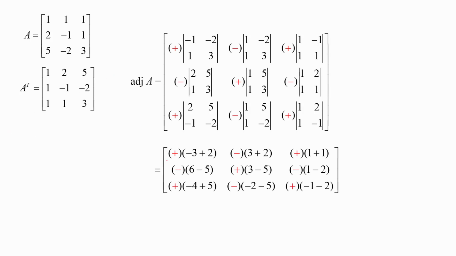For example, for the first one, where we have -3 plus 2, it comes from saying the determinant of this expression, which means -1 times 3 minus -2 times 1. And then working all this out, we get our adjoint matrix.